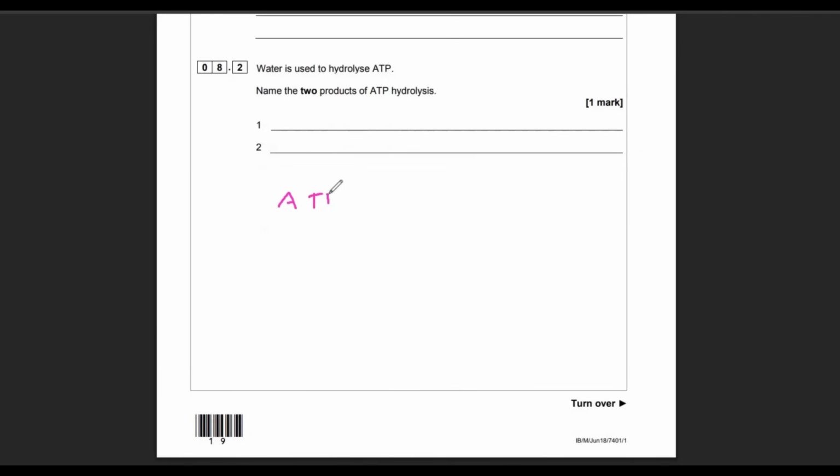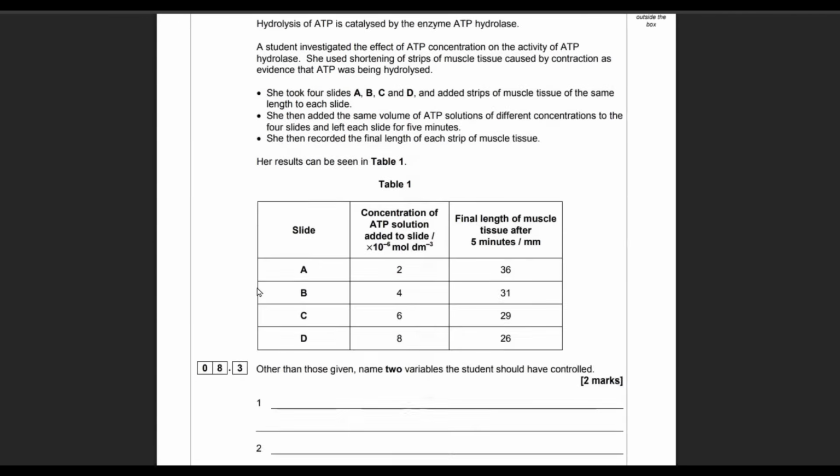If you don't know this, you need to give yourself a slap in the face, because this is some basic stuff that you're going to need time and time again throughout your A-level biology. So learn this off by heart. And of course, our products are ADP, adenosine diphosphate, and inorganic phosphate. So I'm just going to put ADP and Pi because I'm lazy. Pi is the symbol for inorganic phosphate, and that's going to get us our 2 little marks. Okay, what am I ticking for? Jeez. Let's move on.